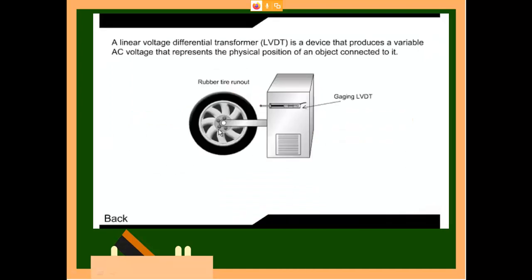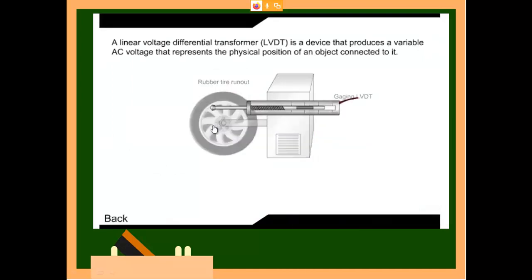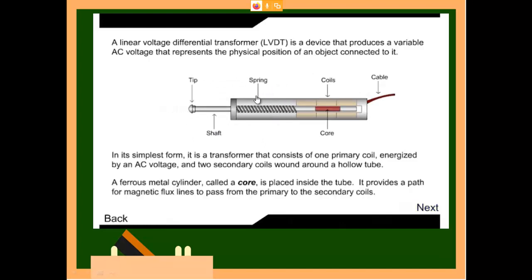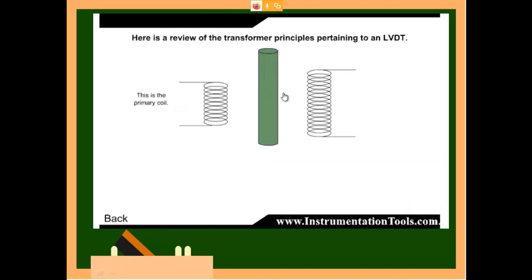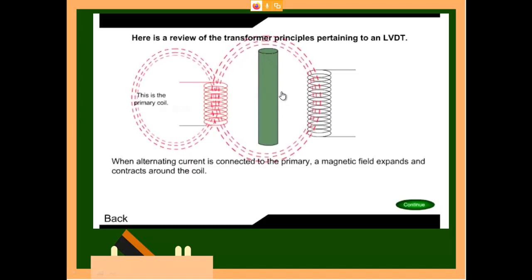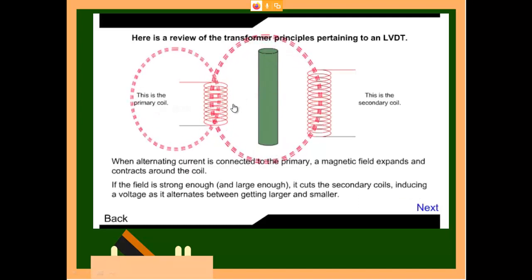Now let us see a video. Here this part will move with the help of this spring like structure. The spring type structure is to make it come back. It will come back to the center. So now what we say is, this is one primary, one core and one secondary.